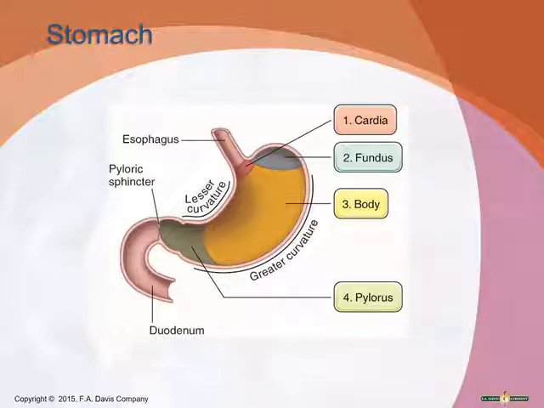The normal curvature of the stomach creates two landmarks. The lesser curvature, we had just talked about this when we talked about the omentums, the lesser curvature, or the smaller one at the top, and then the greater curvature, or the larger curve, at the bottom.